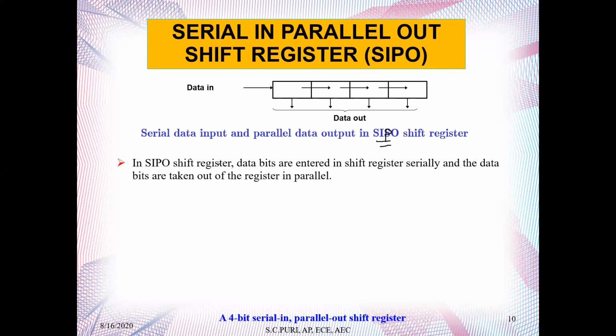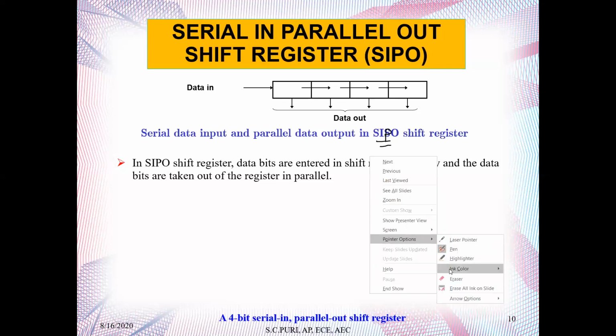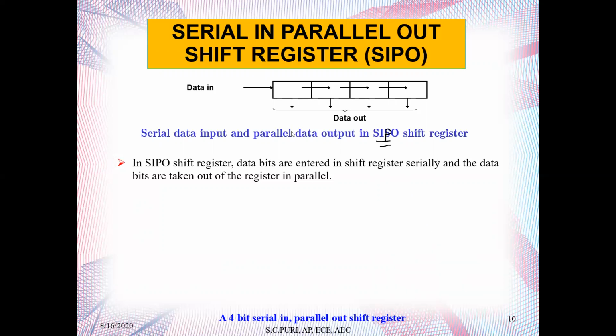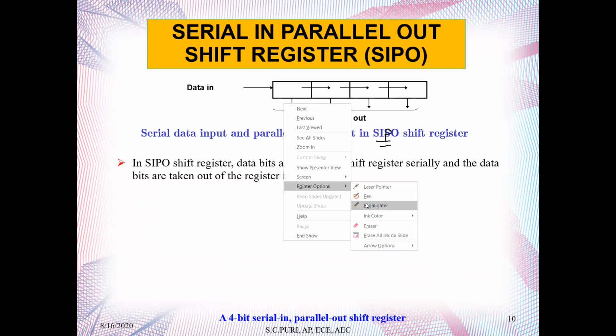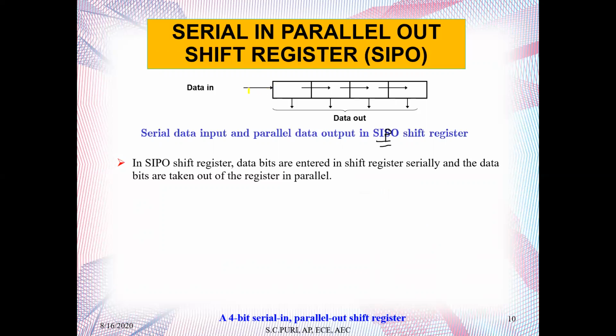Now in SIPO shift register, data bits are entered in the shift register serially, and the data bits are taken out of the register in parallel. So as you can see here, data is basically entered here serially. But it is now taken out parallel. So serial in, but parallel out. So that is the difference.